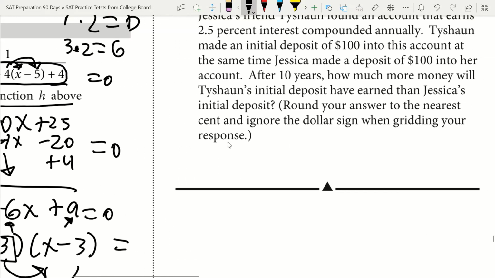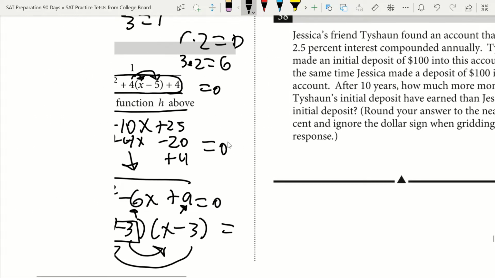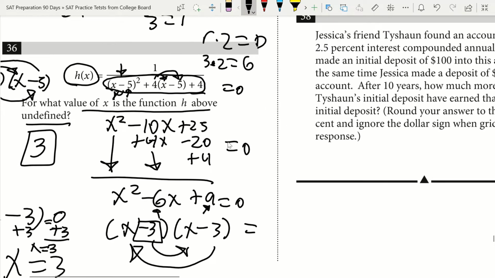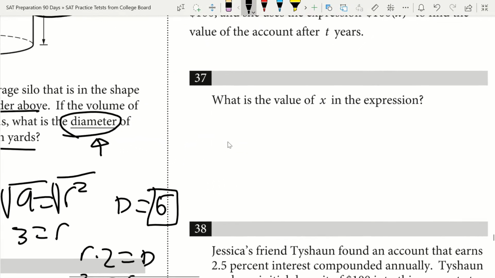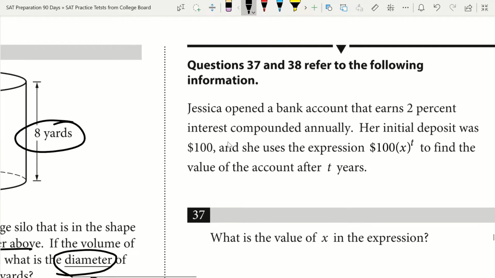So 3 is our answer for 36. That one right there is definitely worthy of the number 36 spot in my opinion. I'd say that that one's a little bit of a more difficult question. So I would definitely say that that's worthy of the 36 spot on the SAT math section.